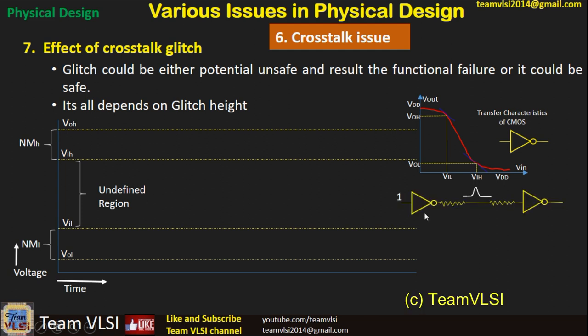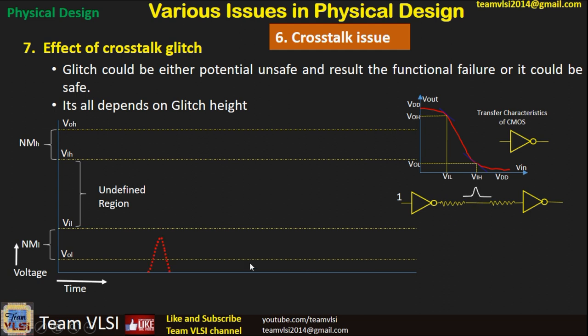So see here, if our victim net is at constant 1, this node is supposed to have a constant 0 at all times, but due to crosstalk we see a glitch here. This glitch could be treated by the next logic as 0, but somehow if this glitch is treated as 1 by this logic, it results in functional failure, because ideally it should be logic 0, and only due to crosstalk its logic changes. So it all depends on the crosstalk glitch height.